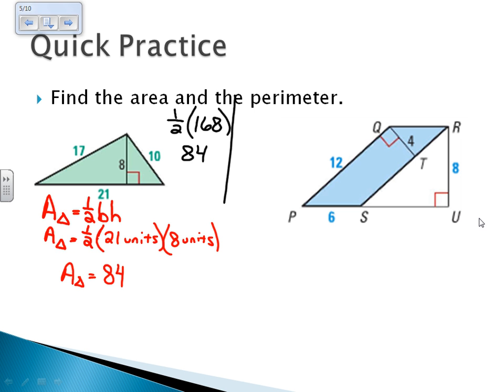I did 1/2 times 8 first. What's 1/2 times 8? 4. So the 21 stayed the same times 4. Those are much more manageable numbers. They're smaller. Does that make sense? Then you just do 21 times 4 and you get 84. It doesn't matter which order you do them. I just like to work with smaller numbers so I can do it in my head.